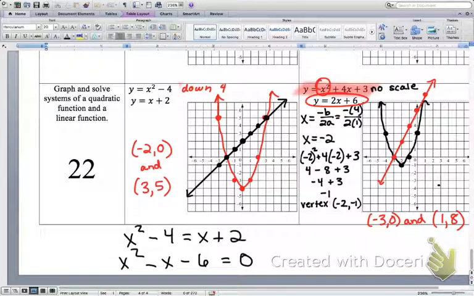So we can solve them algebraically and graphically because we know how to solve quadratic equations and we know how to graph with transformations. That is the last of the videos.